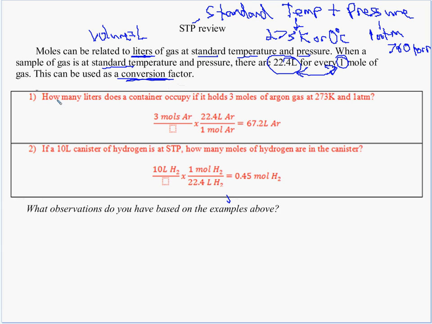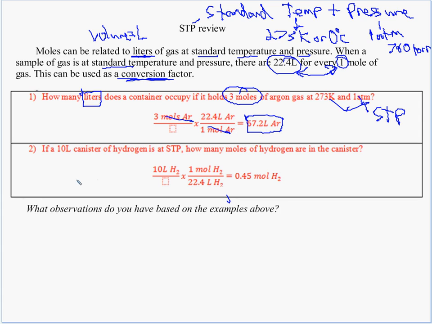Okay. Examples. How many liters, so we're looking for liters, does a container occupy if it holds 3 moles of argon gas at 273 K and 1 atm? So 273 K, 1 atm, that's STP. So that means I can use this 22.4 liters. So I put moles on the bottom, cancel it out. 3 times 22.4 liters, 67.2 liters of argon. Because it's at STP, 3 times 22.4.